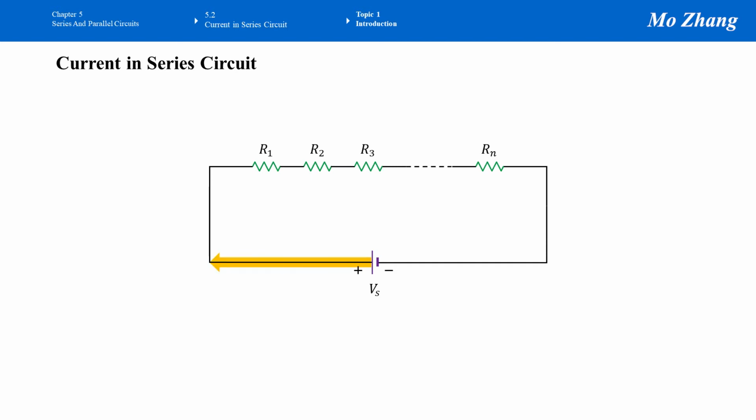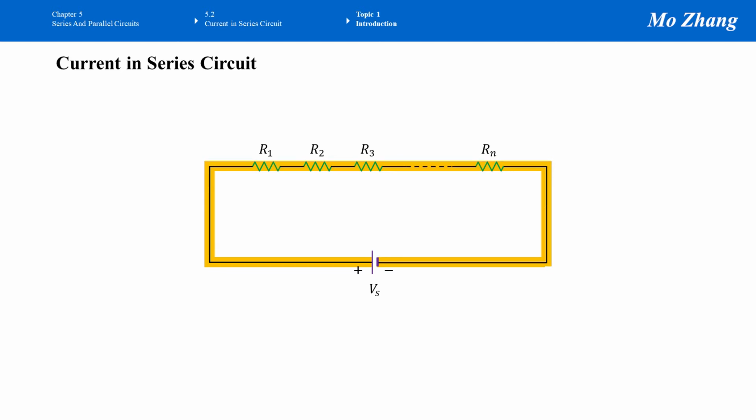And then it flows through this wire, turns, and then turns again. And the current goes through each resistor. So it goes through R1, R2, R3, and a few resistors, and then it passes through the last resistor, Rn. And a turn, continue, turn, and return back to the negative terminal.